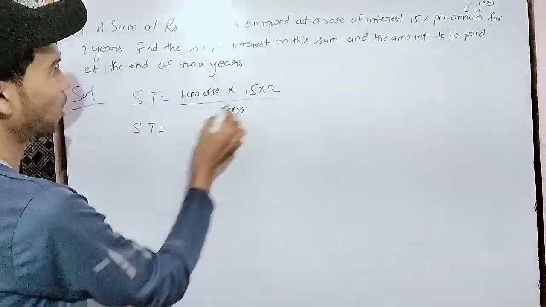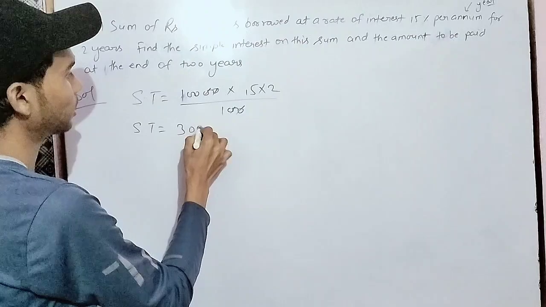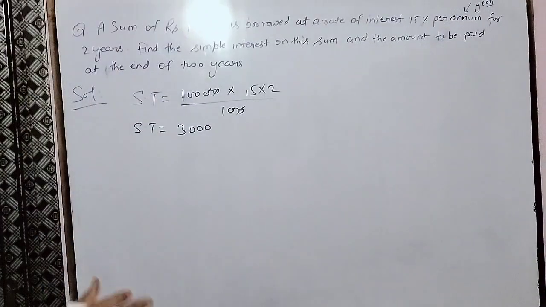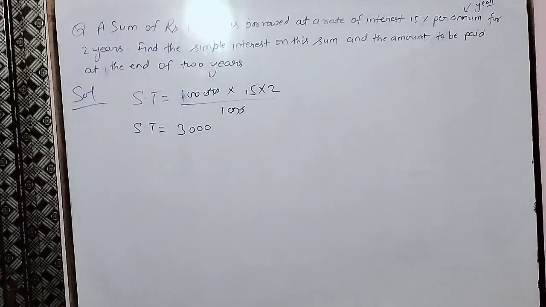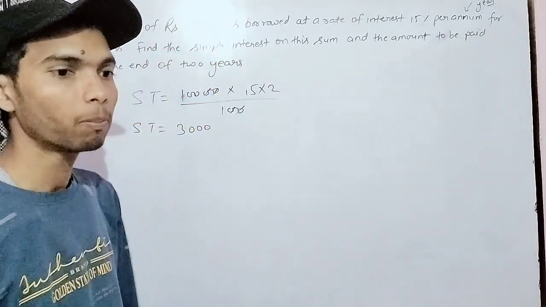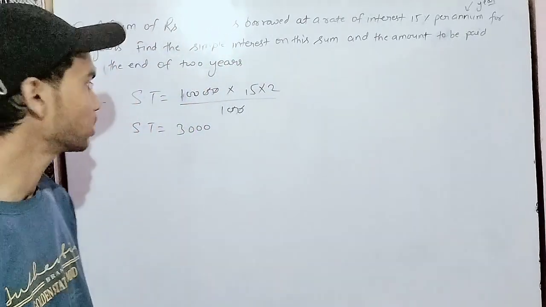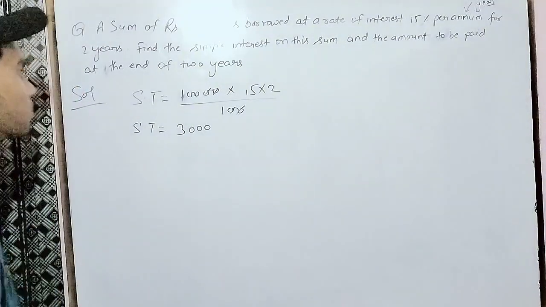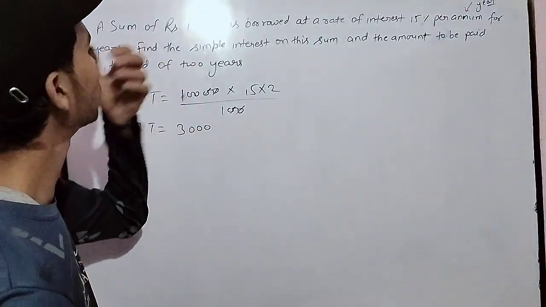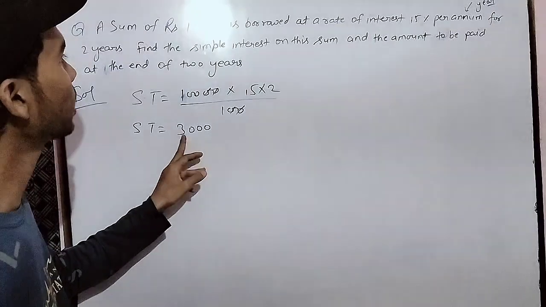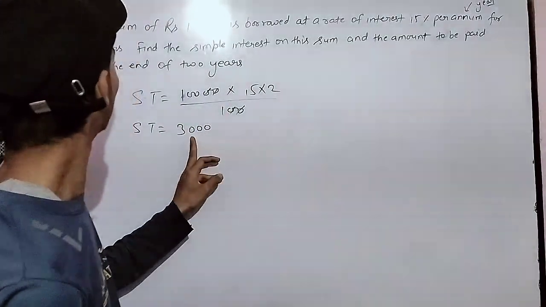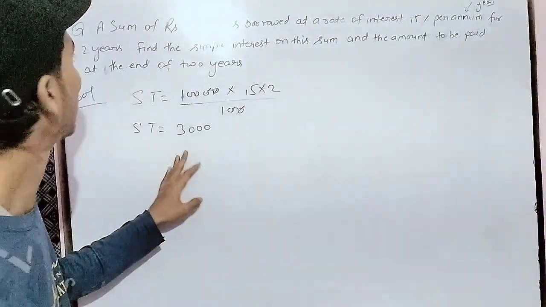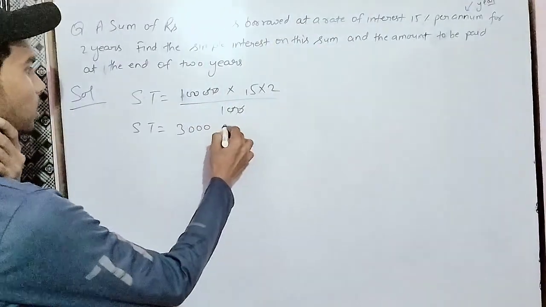Simple interest is 3,000. 3,000 is the simple interest for 2 years, not for 1 year. For 1 year it is how much? 1,500. So for 2 years, how much interest will be paid? 3,000. And in percentage this is how much? 15%. Okay, this is 15%.